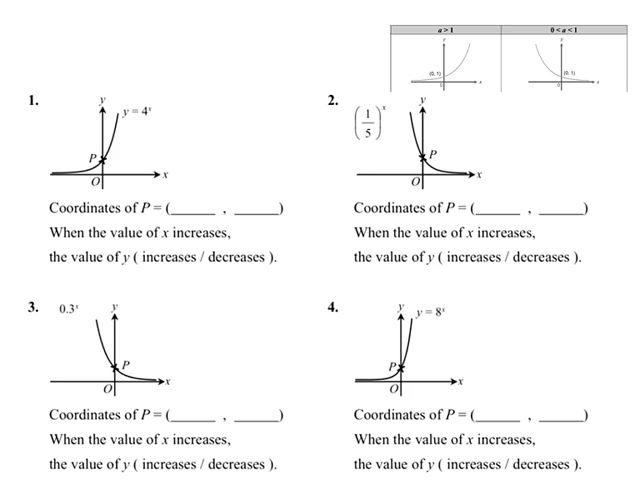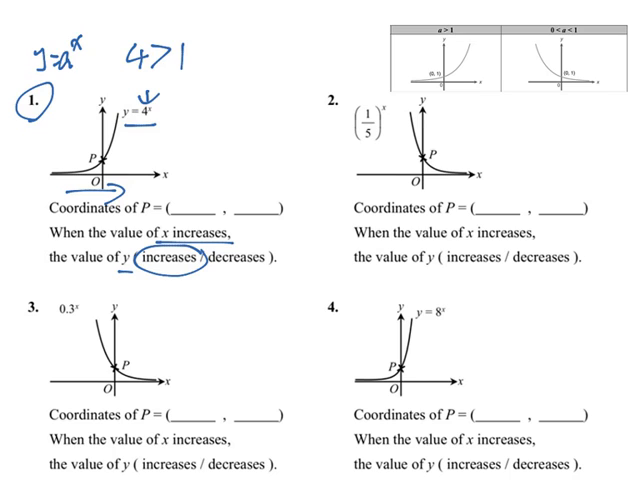Let's look at an example. We can look at question 1. We have a function y equal to 4 to the power x. As I said before, if a is greater than 1, you see 4 is greater than 1. Remember this one? Then the graph is increasing. So when x increases, y also increases. And for this point P, it is 0, 1. All the time 0, 1.